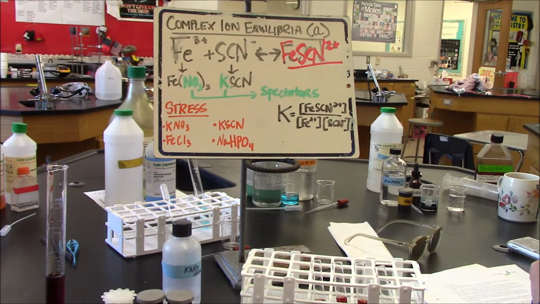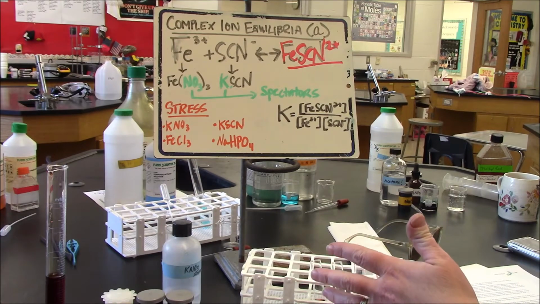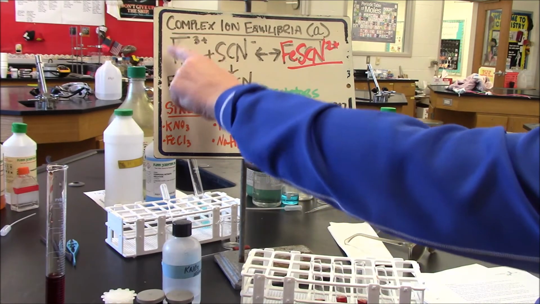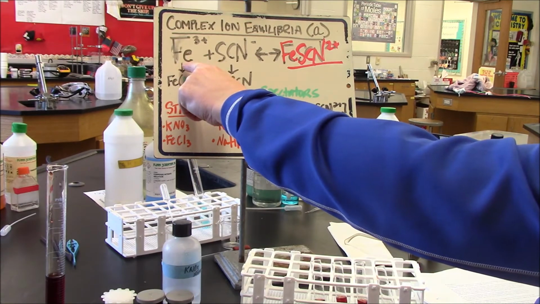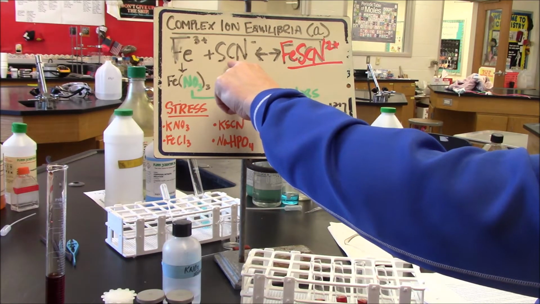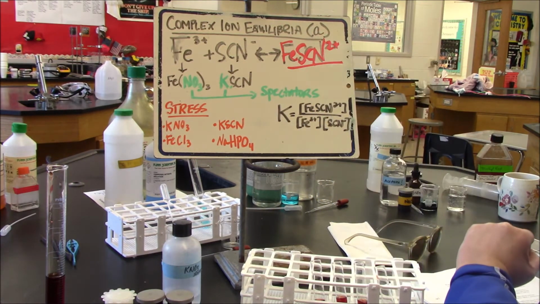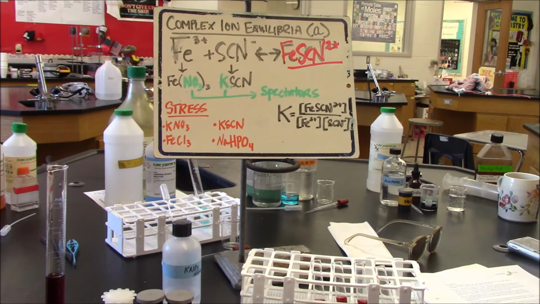So having given you all that information, hopefully you can start to think about how these stresses will impact the equilibrium and in which way the equilibrium can shift. To give you some background, these ions in solution have a reddish orange color. They're transparent, relatively colorless, and then obviously this complex ion is what gives us the red color. All right, so here we go.